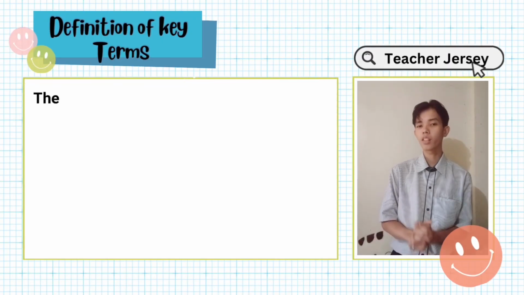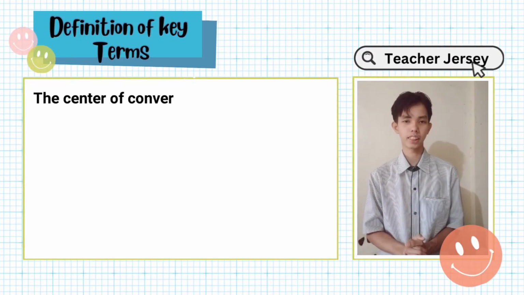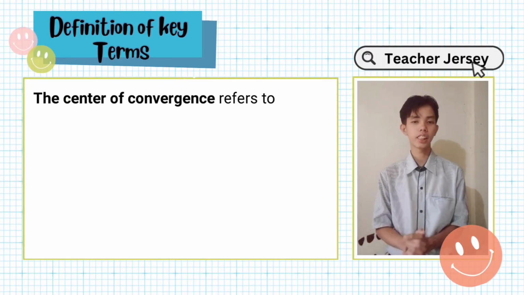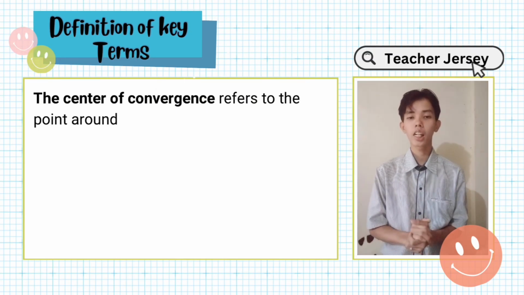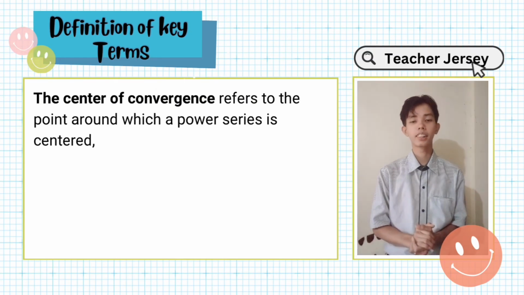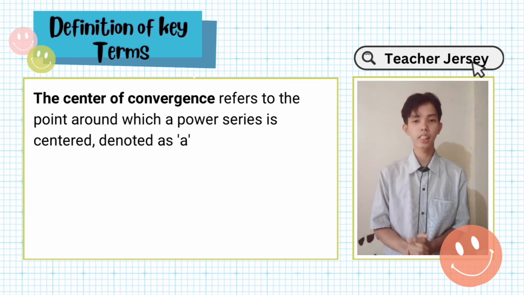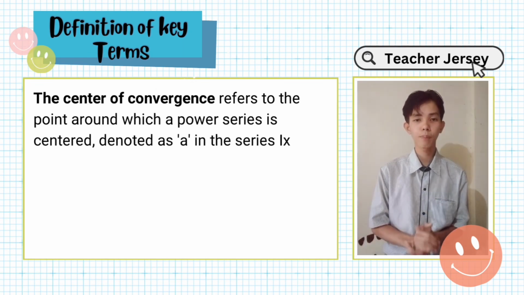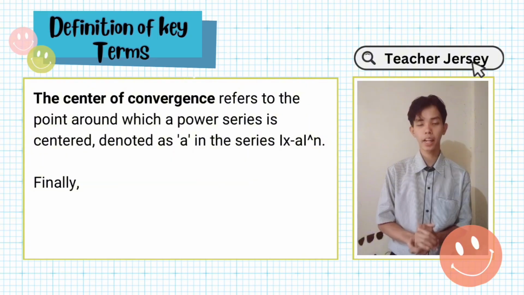Then we have the center of convergence. The center of convergence refers to the point around which the power series is centered. It is denoted as a in the series, the absolute value of x minus a raised to n.